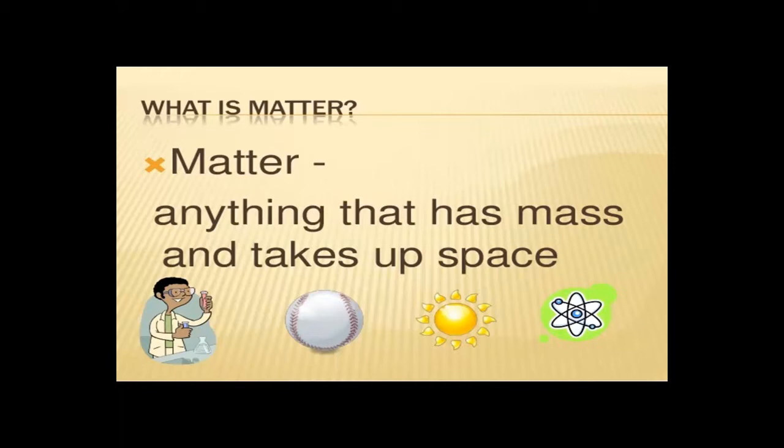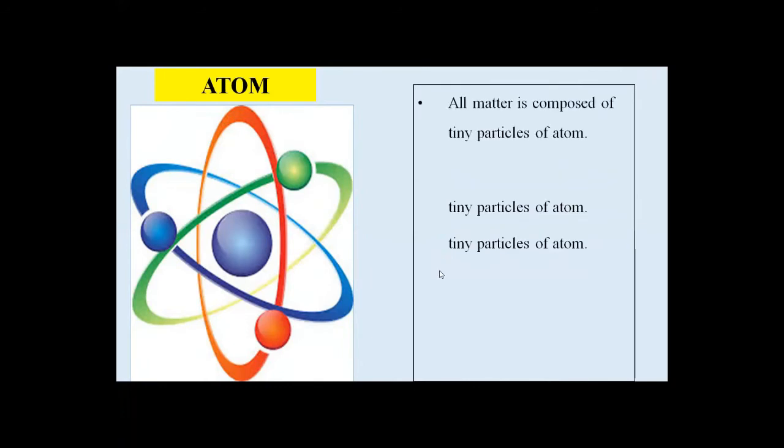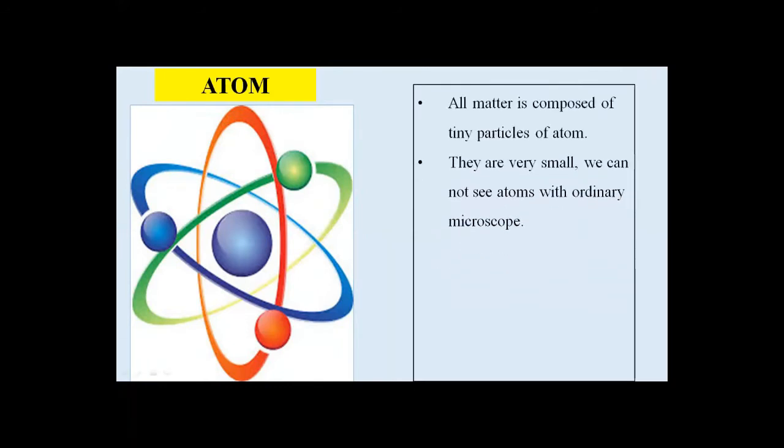What is the atom and what is matter made up of? All matter is made up of tiny particles that are called atoms. The particles are always moving. They have space between them. They are held together by force. When the particles are heated, they move faster. When cooled, they slow down. So all matter is composed of tiny particles called atoms. They are very small. We cannot see atoms with an ordinary microscope. They are even smaller than all living things.